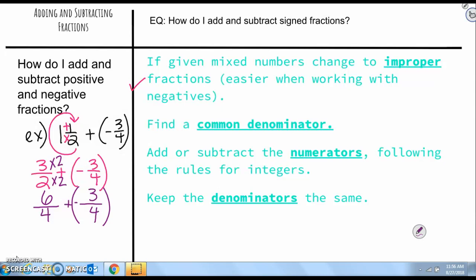Now, our signs are different. So we're going to add or subtract our numerators. Remember, with our integer rule, signs are different, you subtract. Signs are the same, we add. Here our signs are different. We have 6 and negative 3, so we're going to subtract. 6 minus 3 leaves us with 3/4. Our answer will be positive because 6/4 is greater than 3/4. Remember, we always keep our denominator the same, and our fraction is already simplified.